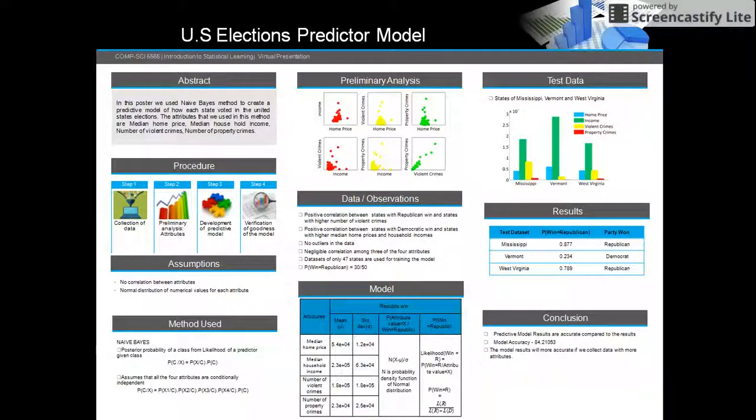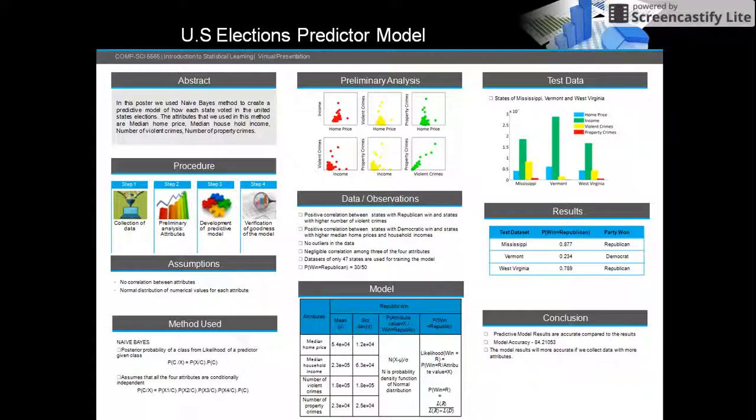In this poster, we used the Naive-Bayes method to create a predictive model of how each state voted in the United States elections. The first step is to collect data on parameters that influence the results of elections. The attributes that we use in this method are median home price, median household income, number of violent crimes, and number of property crimes. The main assumption is that we think these four attributes are conditionally independent.